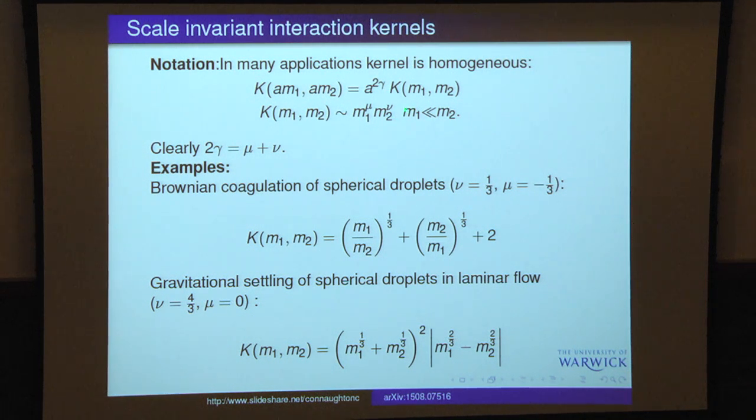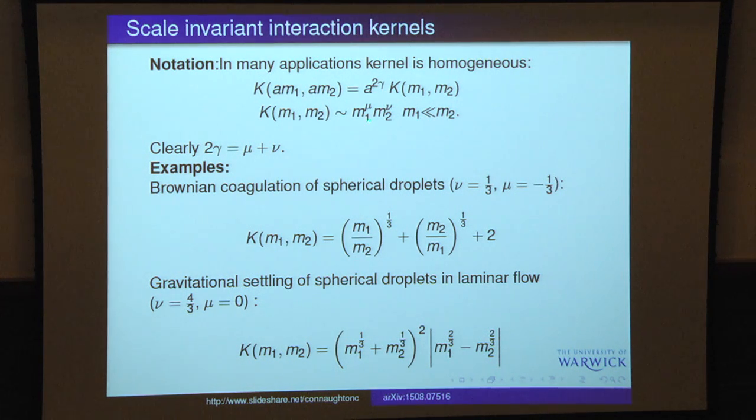So when M2 is much, much bigger than M1, then the kernel scales as M1 to the power of mu, that's the smaller of the two, and then the scaling with the bigger of the two is M2 to the nu. And then clearly these three are not independent, so these exponents mu and nu should sum up to 2 lambda.